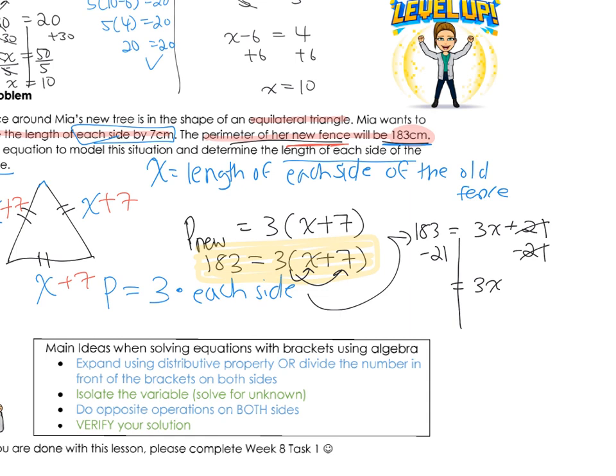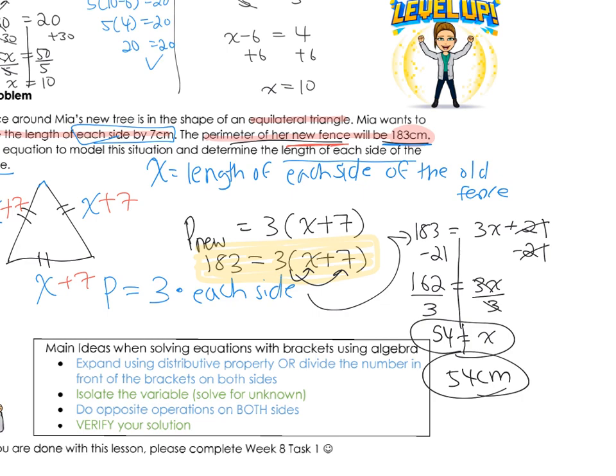On the left side, I have 162. And I'm going to divide it by 3 on both sides. When I do that, I have x on the right side, and on my left side I have 162 divided by 3, which gives me 54. Okay, so x is equal to 54. What does this mean? We said that x represents the length of each side of the old fence. Okay, so that's the answer to our question. Our unit here was centimeters, so our final answer is 54 centimeters.